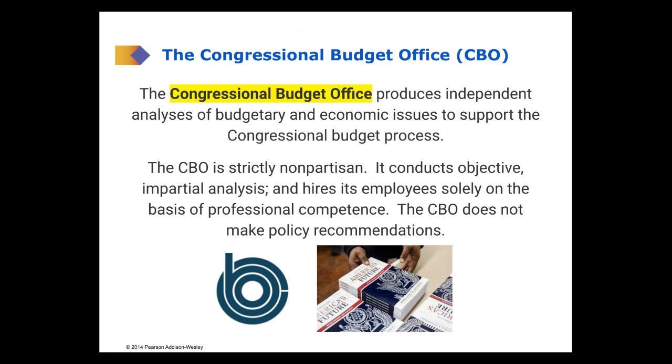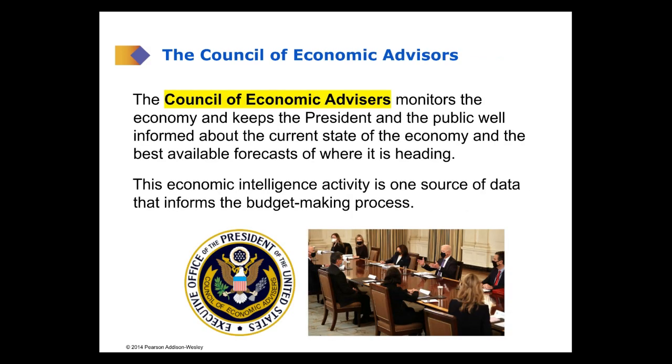The Congressional Budget Office is a nonpartisan group that works for the Congress and helps them analyze budgetary suggestions and tax policy and other economic issues. The Congressional Budget Office does not make policy recommendations. The Council of Economic Advisors is in the executive branch and helps the president and the cabinet and the public understand economic issues, including issues involving taxes and spending and fiscal policy.